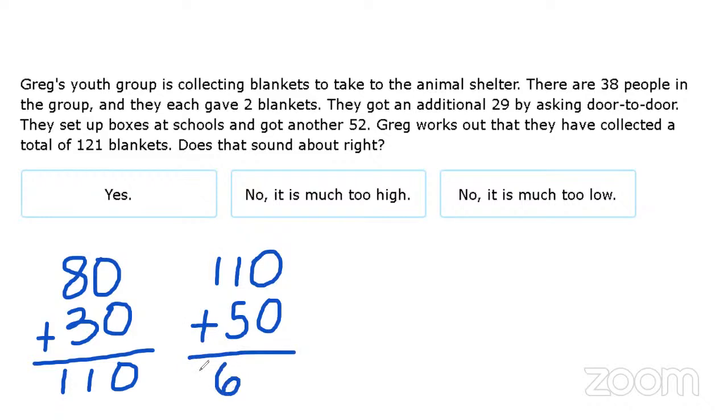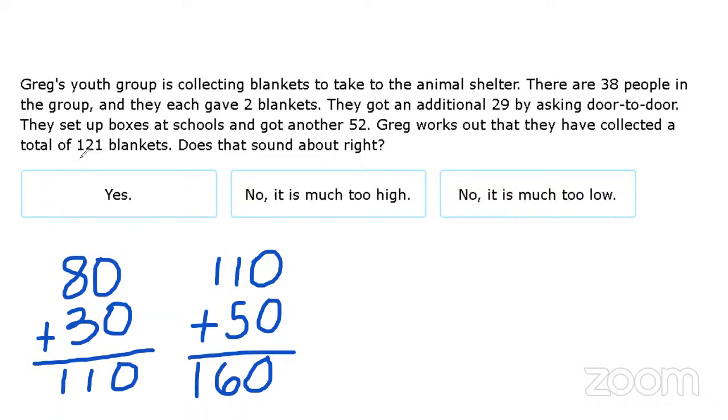Now, of course, some of you would have done the calculation, but we're estimating here. So if Greg said that they collected about 121, but based on our rough calculation we got 160, is it much too high? Is it just about right? Or is it much too low? Now, some of you did your calculation, and I did it too. I calculated 38 plus 38 plus 29 plus 52, and I got 156. Now, 156 is just 4 less than 160. So 156 and 160 are in the same range.